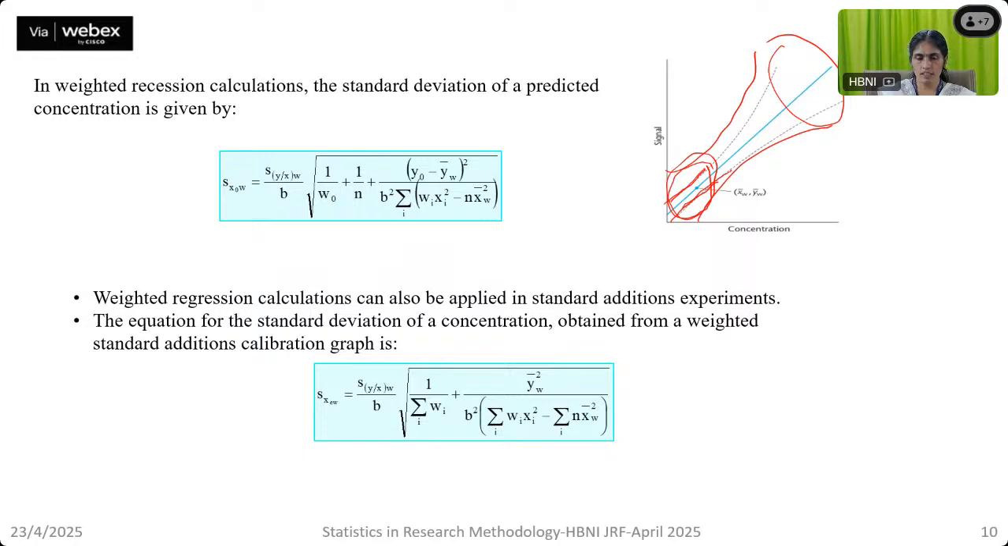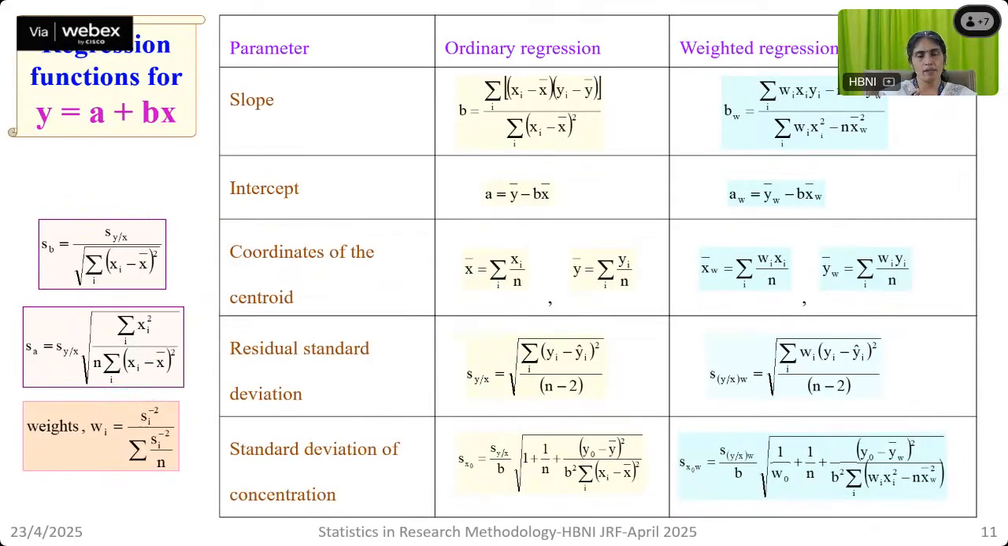For the concentration derived from this standard addition calibration, the calculation goes like this as shown in the expression down there. If you compare the various parameters like slope, intercept, and the coordinates of the centroid, deviation and the standard deviation of the calculated concentration for ordinary as well as weighted regression, all the required input mathematical expressions are summarized over here.